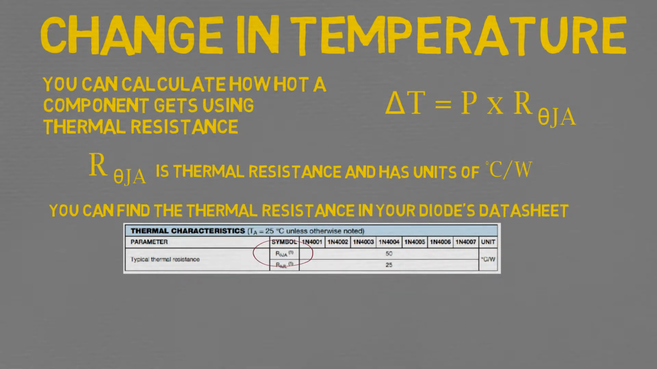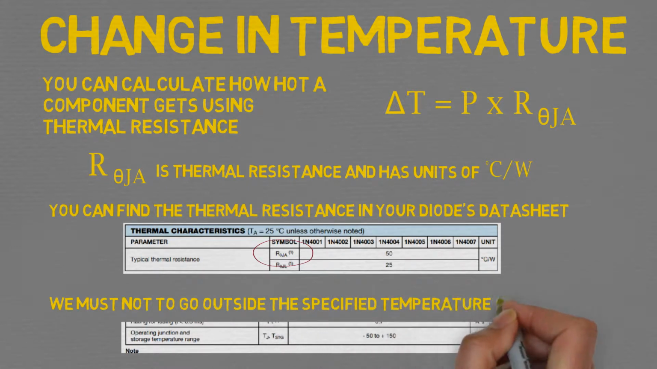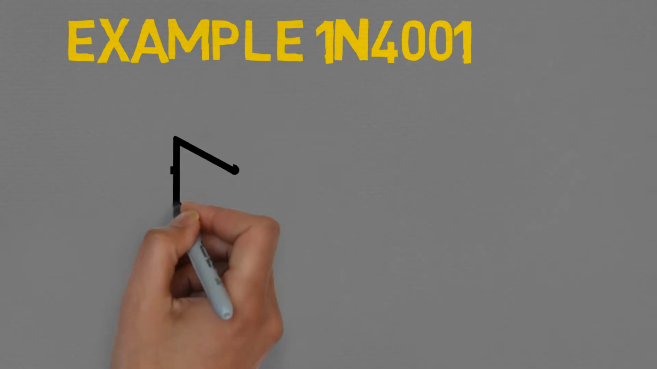To make sure that our diode doesn't blow up, we must not go above its specified temperature. This is also found in the datasheet. That's all the theory. So let's look at an example for a common 1N4001.